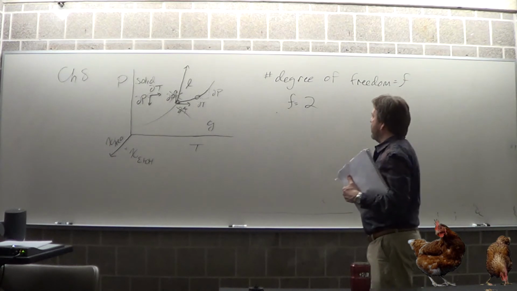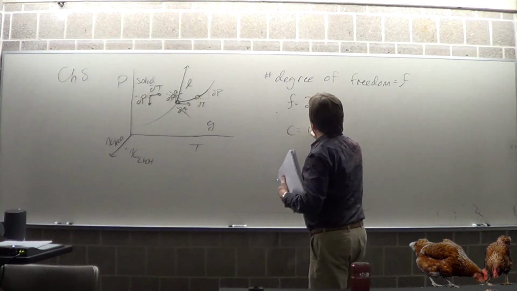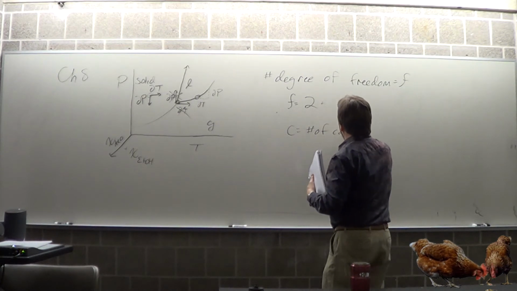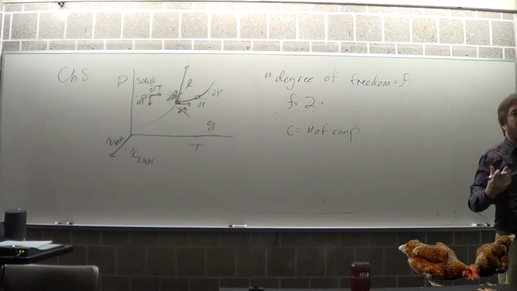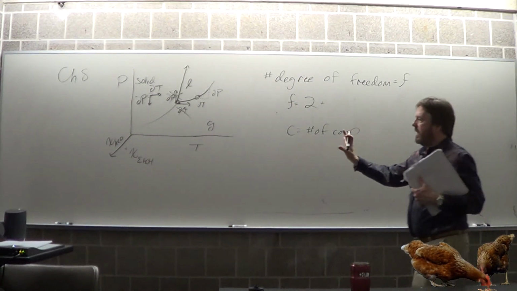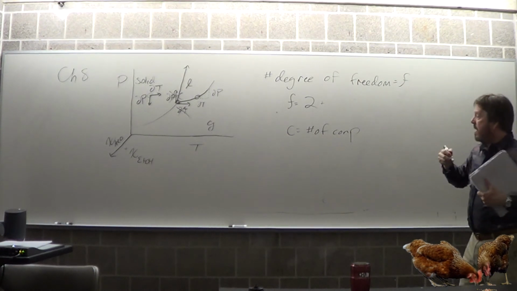Maybe I could render it on a computer. Okay, now the number of components is C. And so let's do water ethanol, that'd be 2. Again, I can't really even draw this. I don't even really know what one would look like, to tell you the truth.